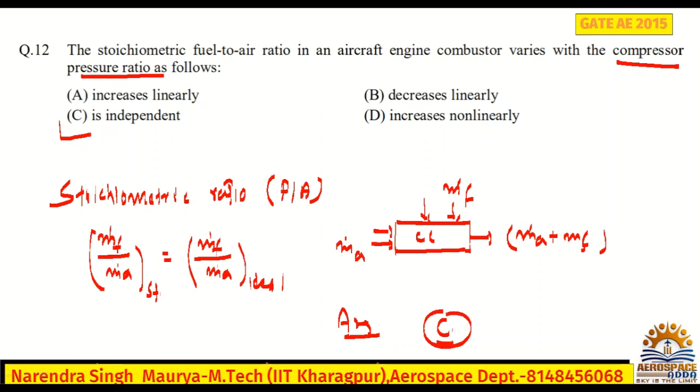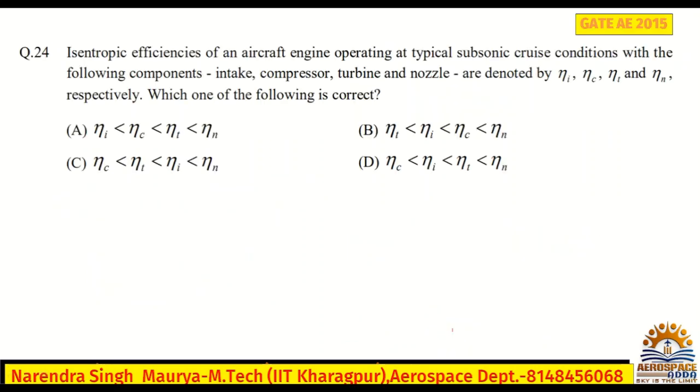All right, good. Now this is the next. This is problem number 24. The isentropic efficiency of an aircraft engine operating at a typical subsonic cruise condition with the following components: intake, compressor, turbine, nozzle, are denoted by eta I, eta C, eta T, eta N. All are the isentropic efficiencies respectively. Which one of the following is correct?